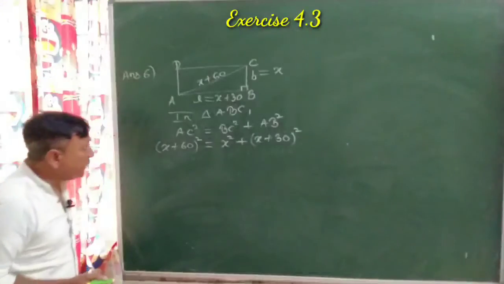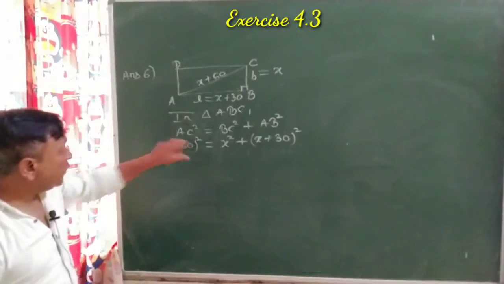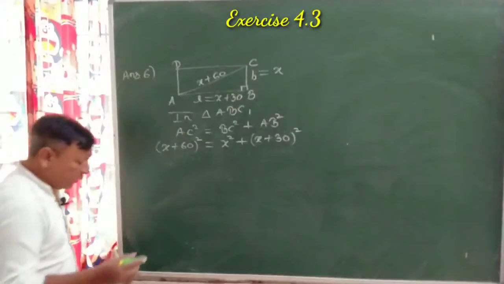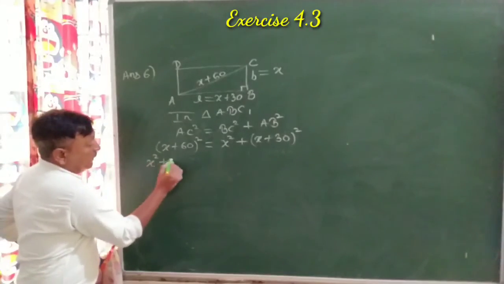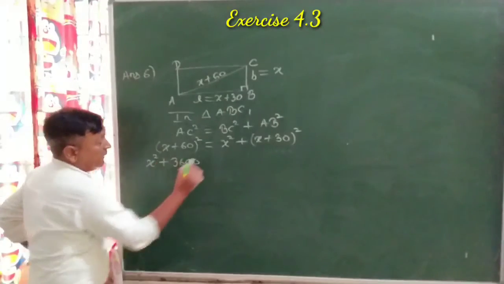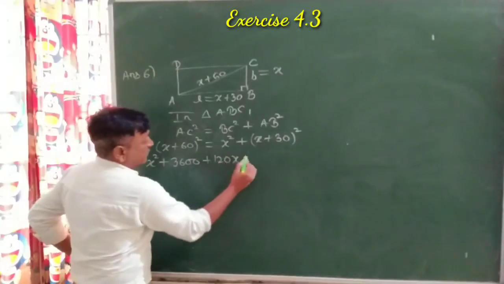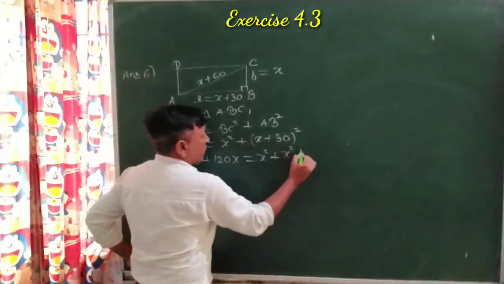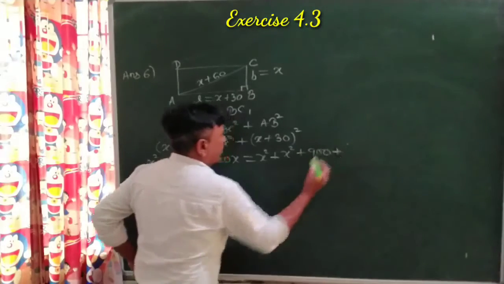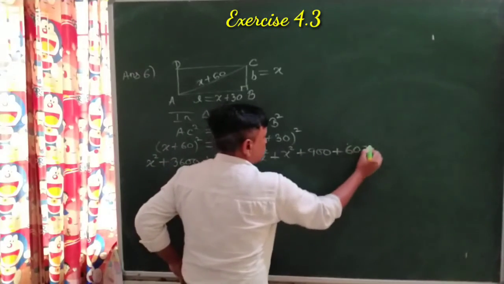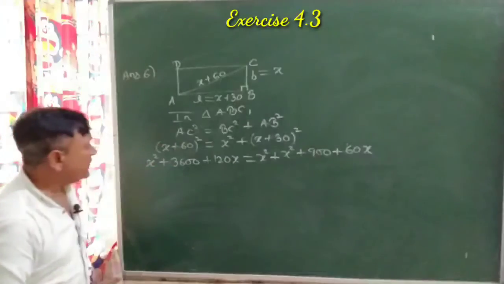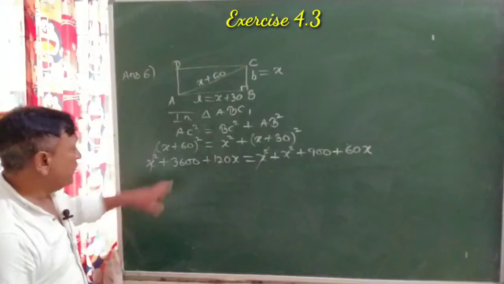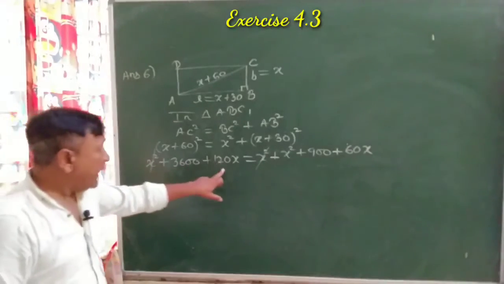Now we have to expand it. It is (a + b)², and it is also (a + b)². So we have to apply the formula a² + b² + 2ab. Something is cancelled? Yes. x² is cancelled by x². So what is left? 3600 and 120x on this side.